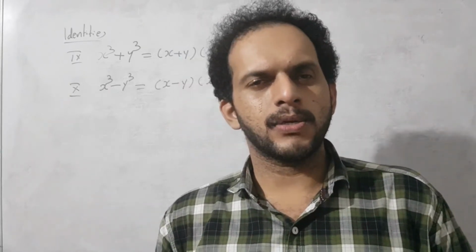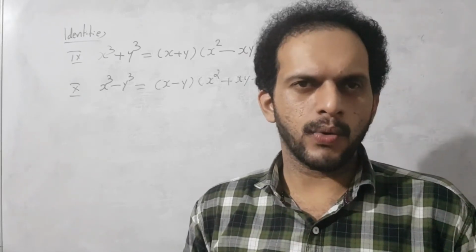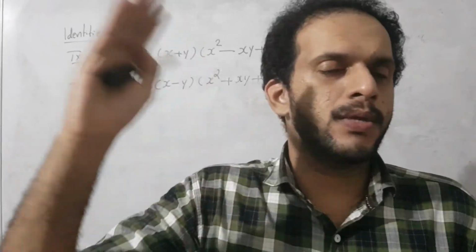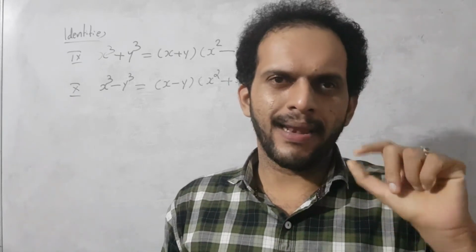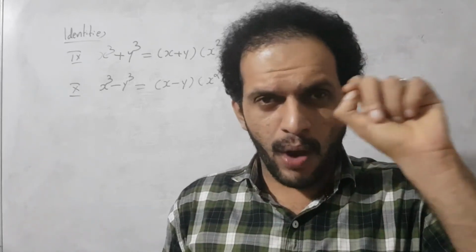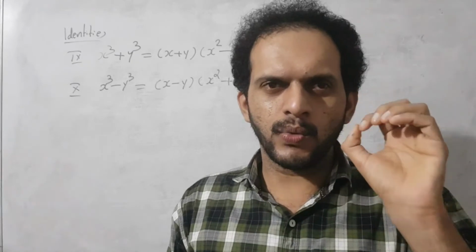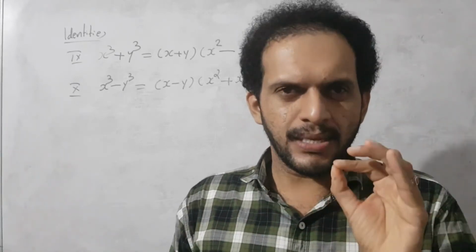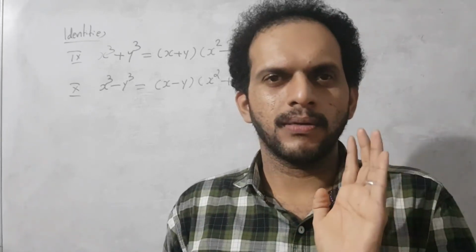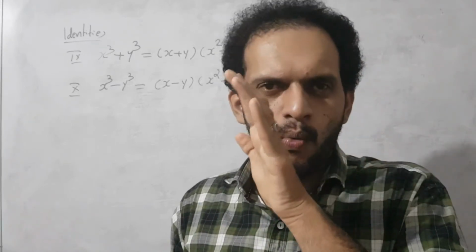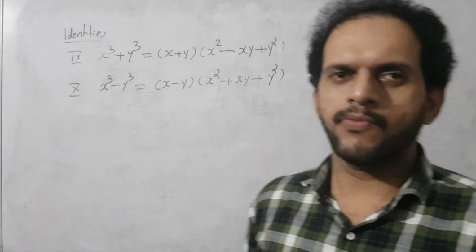Next, we have the application of these identities. The first one, the 9th identity: what is x cube plus y cube? x cube plus y cube is equal to x plus y into x square minus xy plus y square. The sign is important. Then the 10th identity, x cube minus y cube is equal to x minus y into x square plus xy plus y square. This is very important.